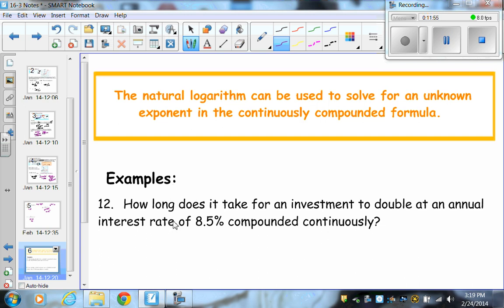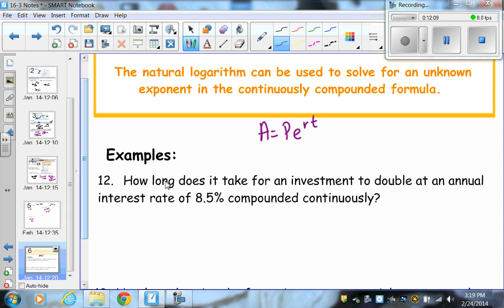The natural logarithm can be used to solve for an unknown exponent in the continuously compounded formula. If you remember that formula, it's A equals P e to the rt. For example, it says, how long does it take for an investment to double at an annual interest rate of 8.5% compounded continuously? How long does it take tells me that we're solving for t.